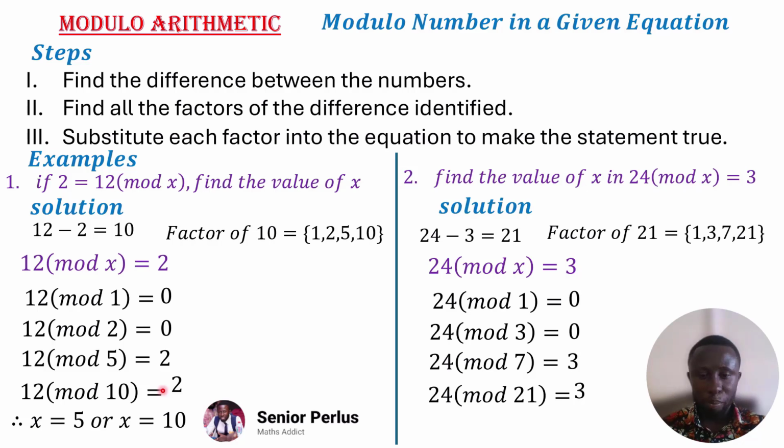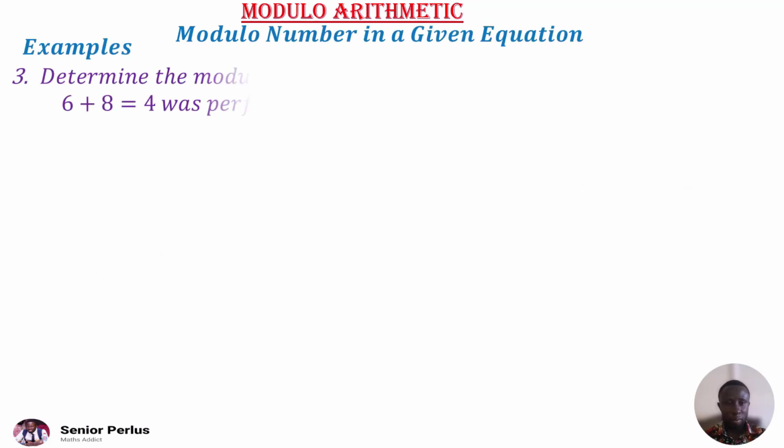12 mod 21 is 3. So we had 7 and 21, all giving 3, and that made the statement true. So 7 and 21 are the answers. We are still on modular equations.